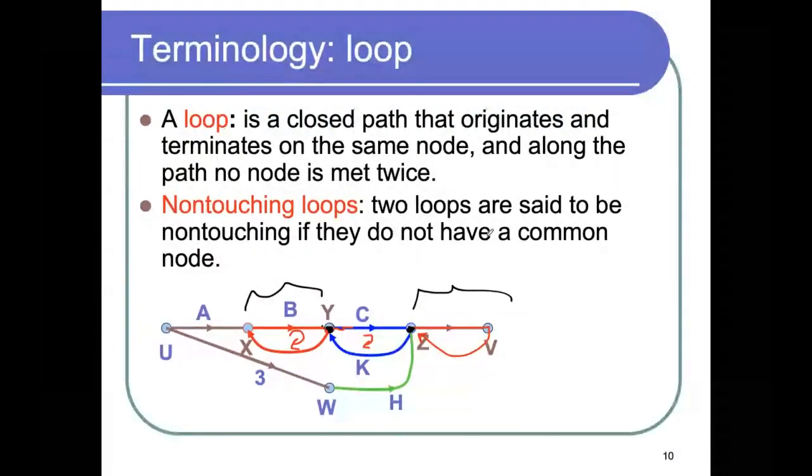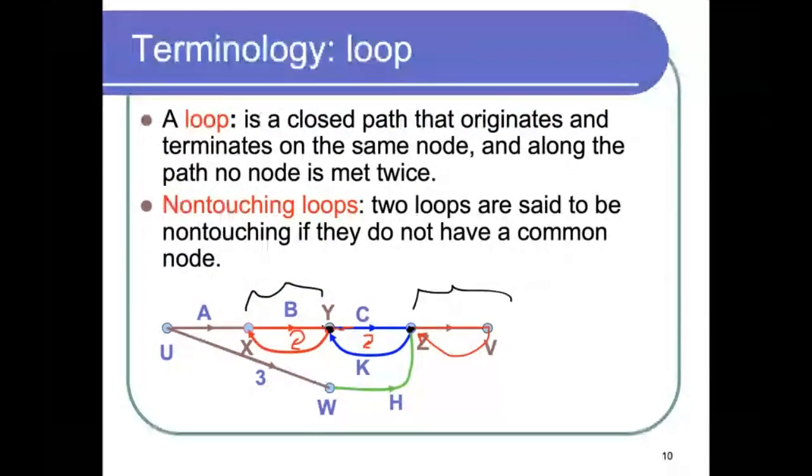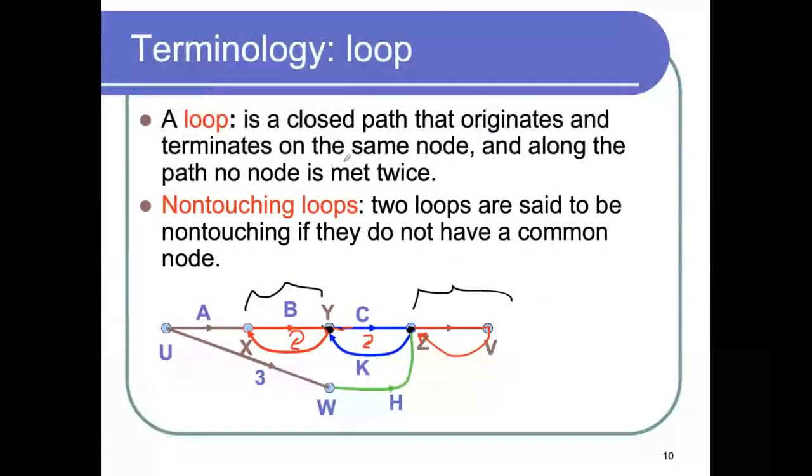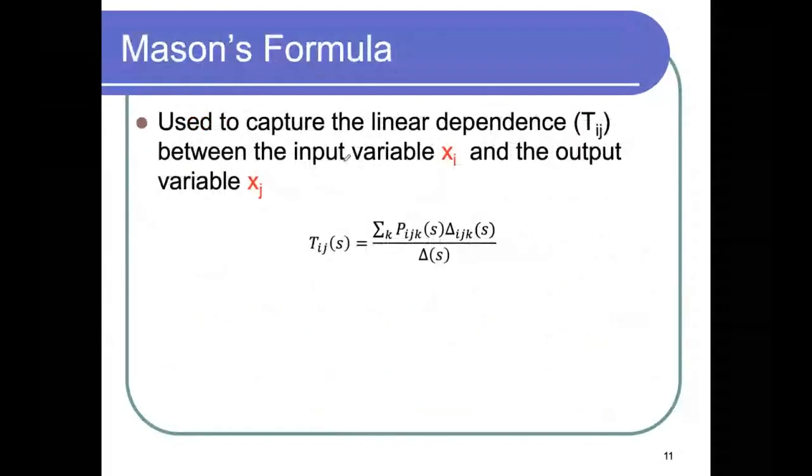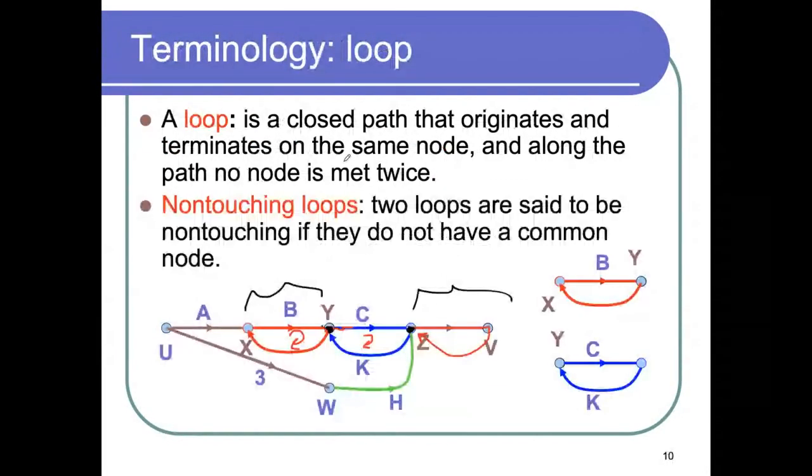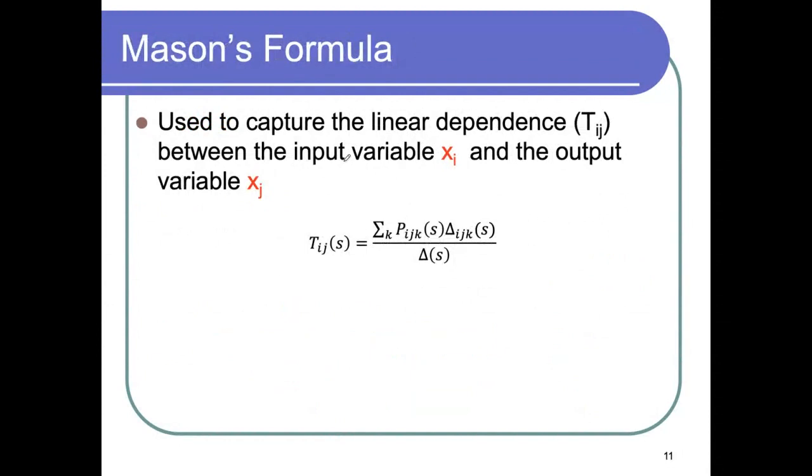We have what's called a loop. A loop is a closed path that originates and terminates at the same node, and along the path, no node is met twice. So in this case, we have two loops, right? We have this loop, we have this other loop. So you start at y, and you come back to y.